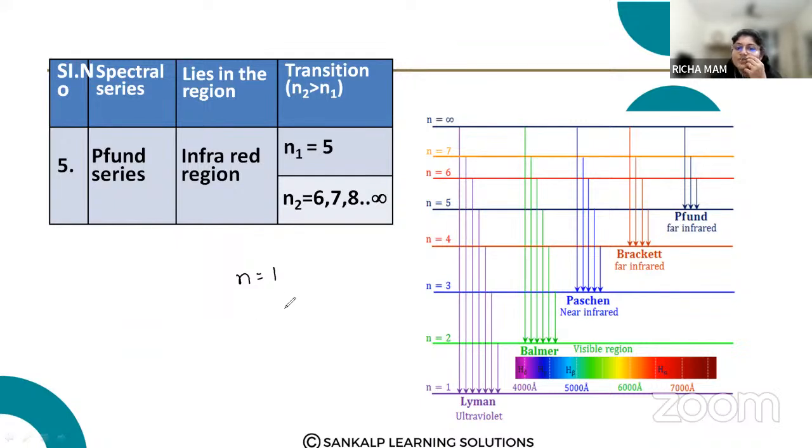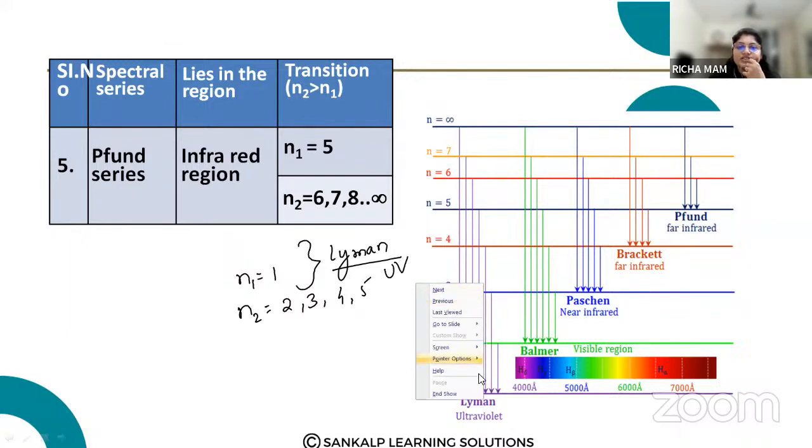When n1 is equal to 1, and n2 can be 2, 3, 4 like that, this is called the Lyman series, and it falls in the UV region. It is the first series. Here n1 will be 1 only and n2 will be from 2 to infinity.